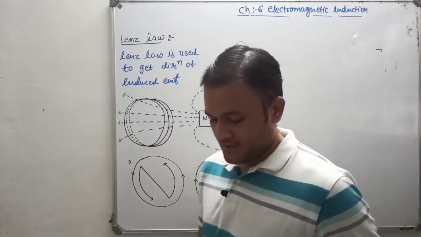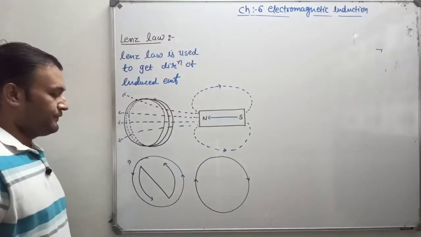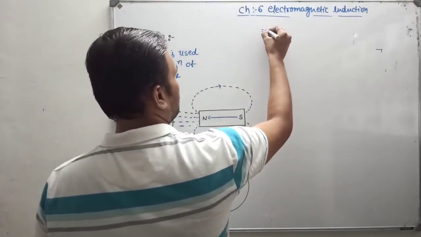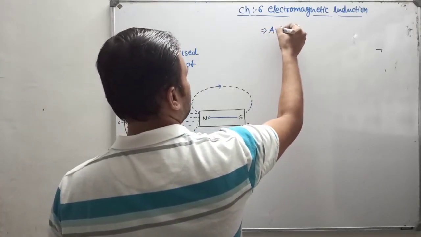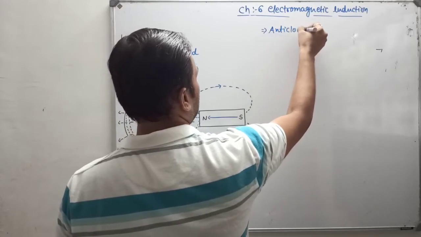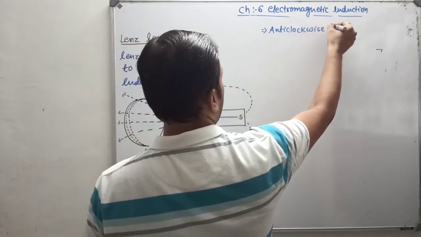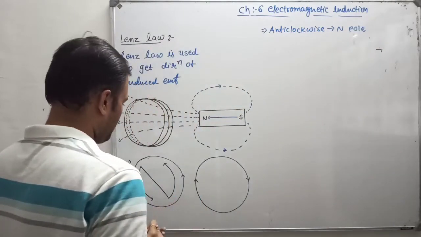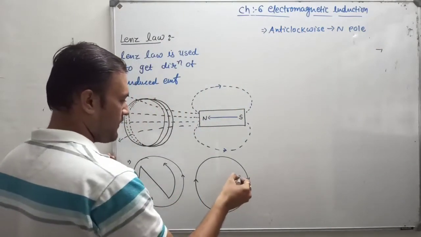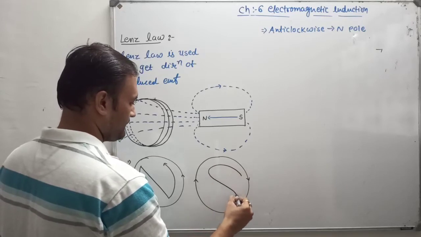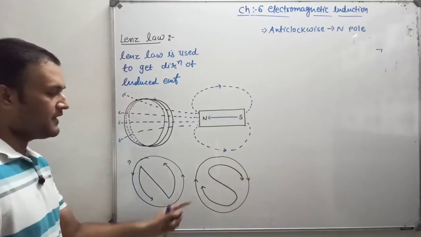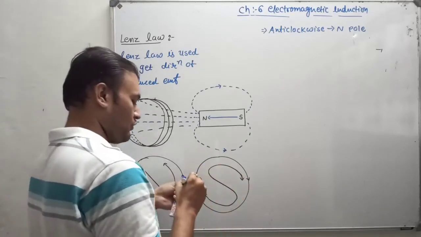Okay, so here we can write anti-clockwise, it behaves like an N pole. Okay, now just simple, it is clockwise, right, it behaves like S, so clockwise.